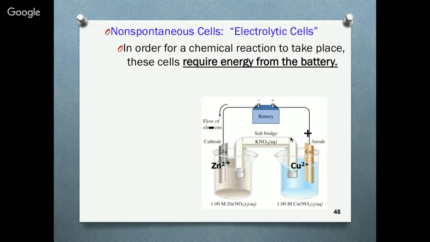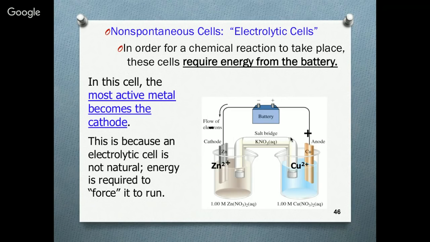So here's a picture of an electrolytic cell. We could say, what evidence is there in the picture? This is electrolytic. You see a battery right away. You say, oh, this is not spontaneous. Okay, so in this type of cell, the more active metal is the cathode. It's not natural. You need to know that energy is required for this reaction to run.